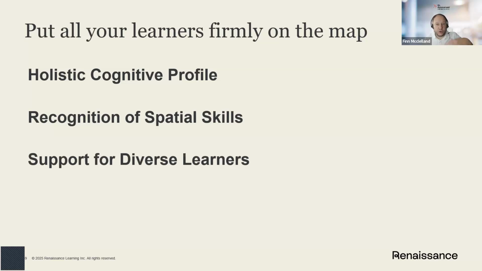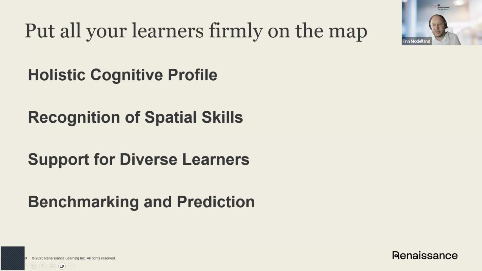CAT4 really does uncover strengths in students with reading difficulties, your English EAL learners, and for those with special educational needs. But crucially, because it's standardized on 25,000 students, it also provides that robust and reliable benchmarking and prediction, so that you've got those effective examination indicators which can help guide education planning effectively.